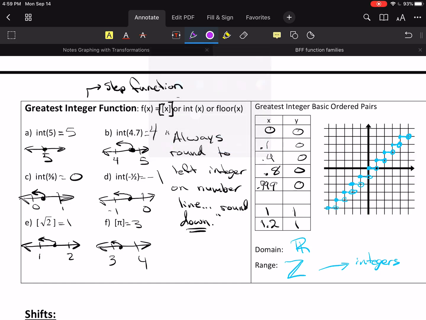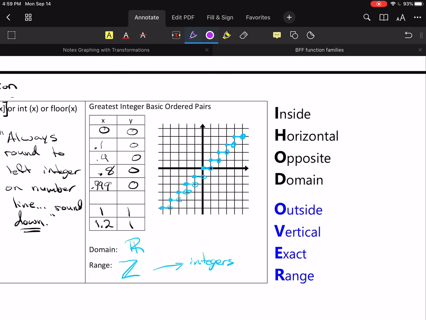So those are my function families that we're going to be using. Now let's talk about my shifts real quick. So anytime something is inside of the function, so inside the square root, inside the square, right? That is going to mess with my horizontals, my domain. So these are going to mess with my x's, okay? And they're always going to be the opposite of what's presented. If it's outside of the function, either in front of or added to the end, right? That's going to change things vertically. It's going to be whatever's shown, right? And it's going to mess with my range or my y values, okay?